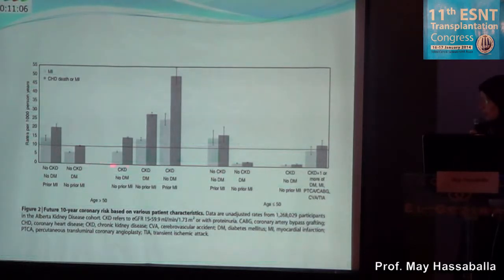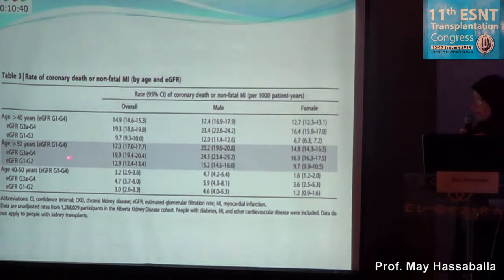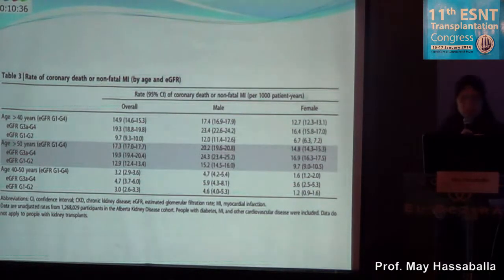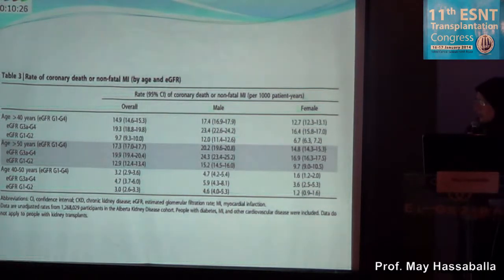So if you look at those patients who are more than 50 years, you will find that CKD patients without diabetes or myocardial infarction, as well as CKD patients with diabetes and CKD patients with myocardial infarction, all those patients have a risk which is higher than 10. So this means that all patients who are above 50 years should receive statins. And this just tells you the same thing, but even when you divide it into stages of GFR, this applies to GFR stage G3 to G4, and also stages G1 and G2, and the risk is higher in those patients with lower kidney functions.